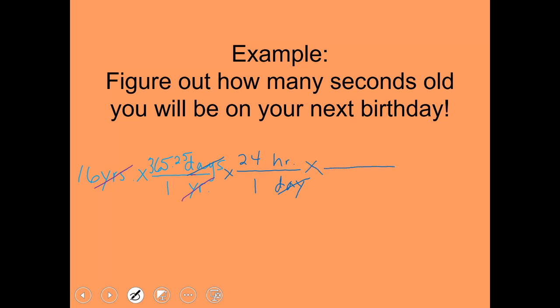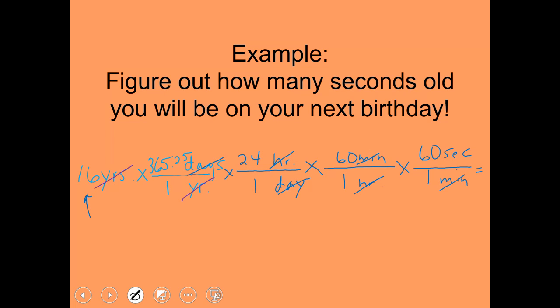We keep going. We know that there are 60 minutes in an hour. Top and bottom of my factor are equal. Hours will divide out. We know there are 60 seconds in a minute. Top and bottom of my factor are equal. Minutes will divide out. And to figure out how many seconds old you would be on your next birthday, you would put your number in here.